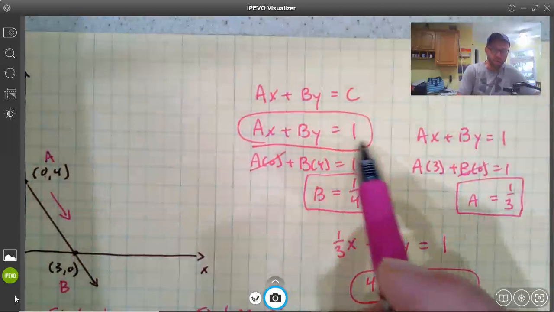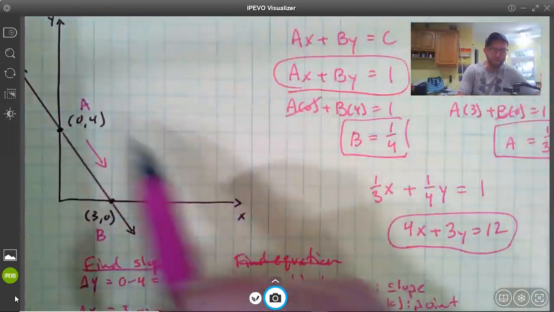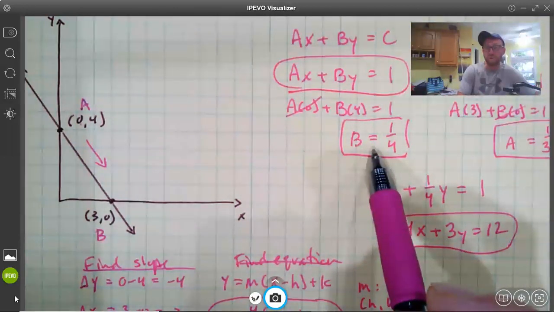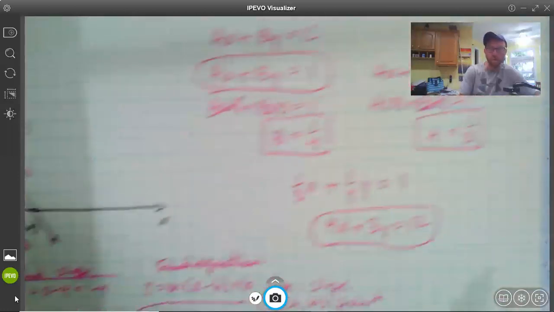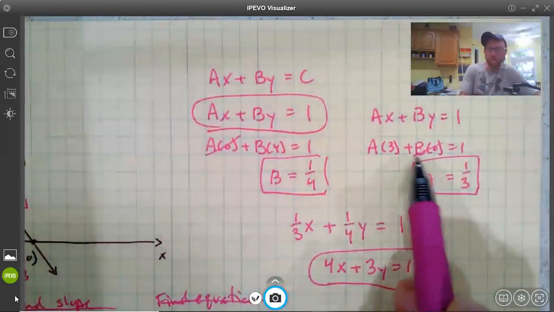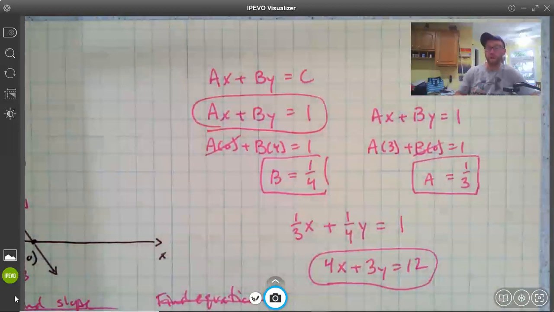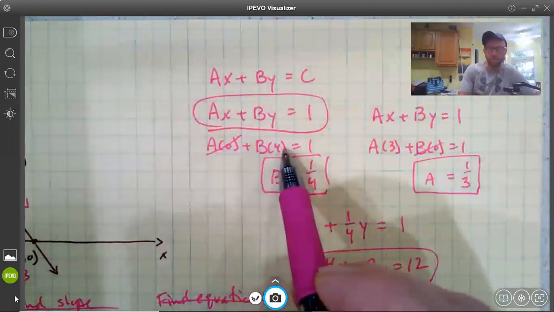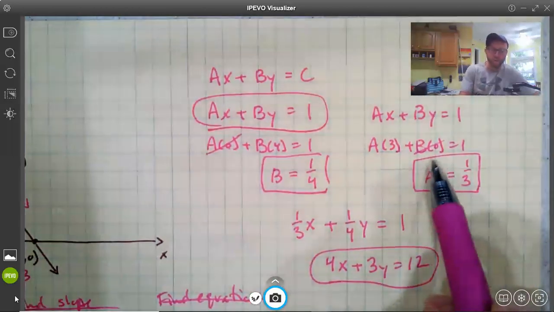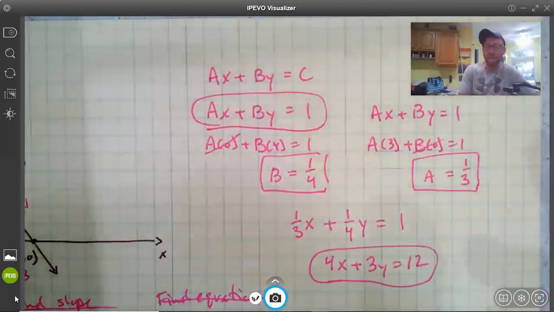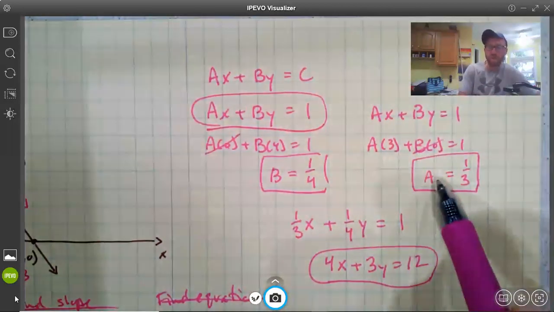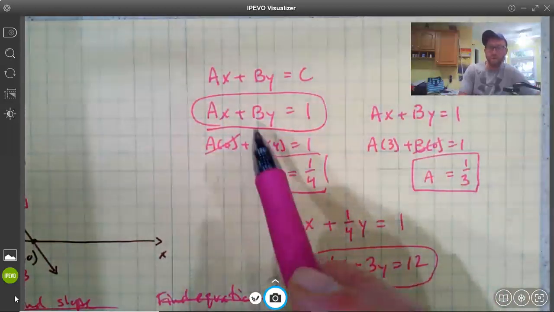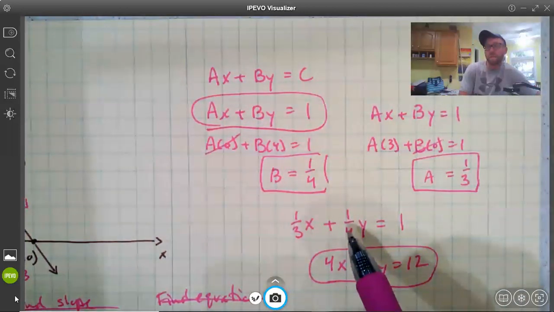So I have ax plus by equals 1. If I plug in the coordinates 0, 4, for example, it eliminates half the equation, and I can easily solve for the other coefficient. And then when I plug in 3, 0 over here, you're plugging in the coordinates for x and y. And because they're intercepts, they have zeros in them, and that eliminates one of the coefficients very easily, and I can solve for the other one. I got b is 1/4, a is 1/3. Put those back into the equation, ax plus by equals 1, and I have my standard form equation.